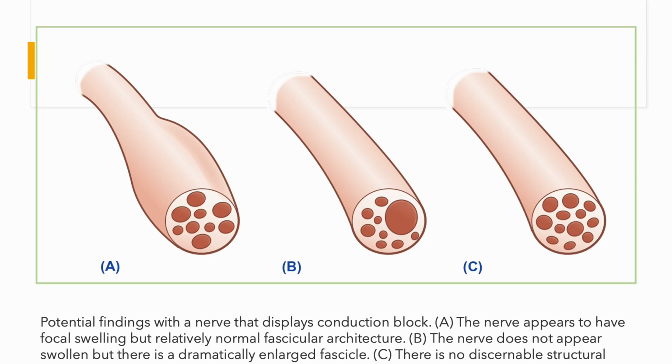So here are some different illustrations of potential nerves that display conduction blocks or issues with conduction. In illustration A, it appears to have focal swelling but relatively normal fascicular architecture. In B, the nerve does not appear to be swollen, but there are dramatically enlarged fascicles. In C, it would be considered normal anatomy.